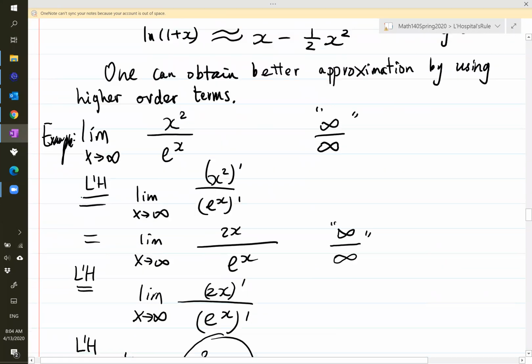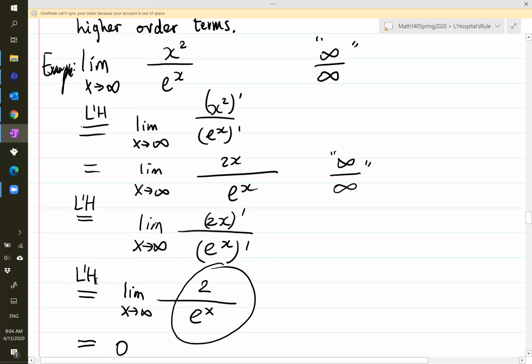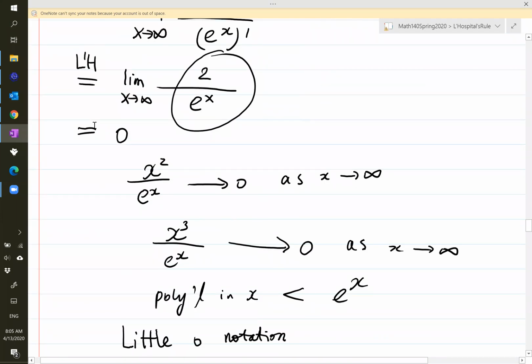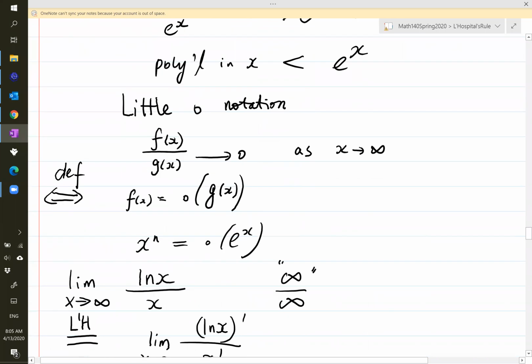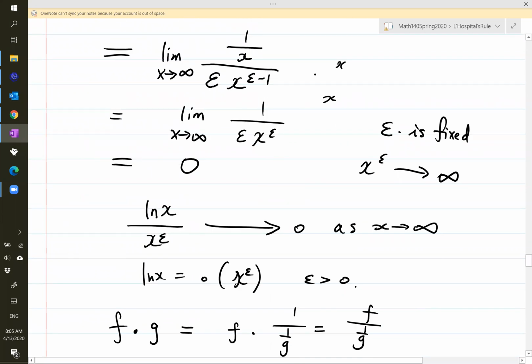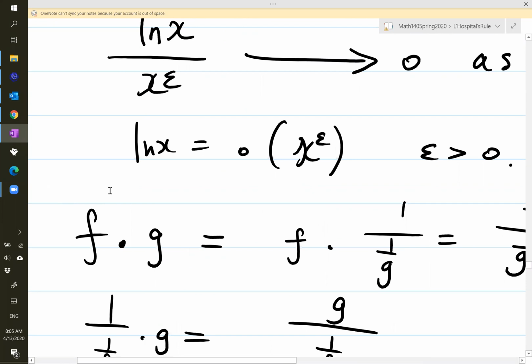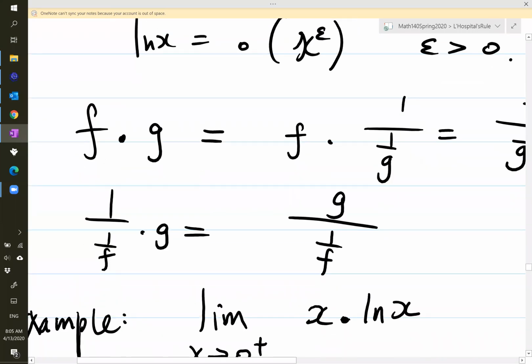Similarly, we do it for ln. Now, x squared over e to the x. This limit is 0. This tells us that x squared is smaller than the exponential function. Polynomials are dominated by exponential functions. We introduced the little o notation, big O and little o notation. Another conclusion you need to know is that ln x is of smaller order than any positive power of x. Log x is smaller order than any power of x.